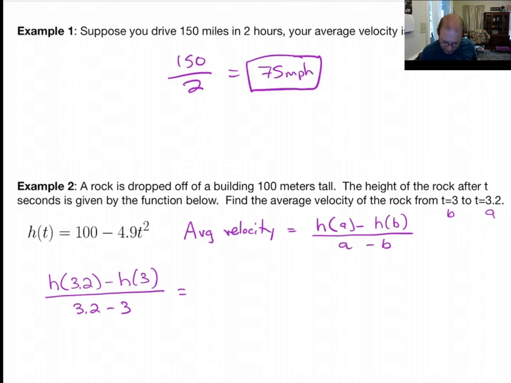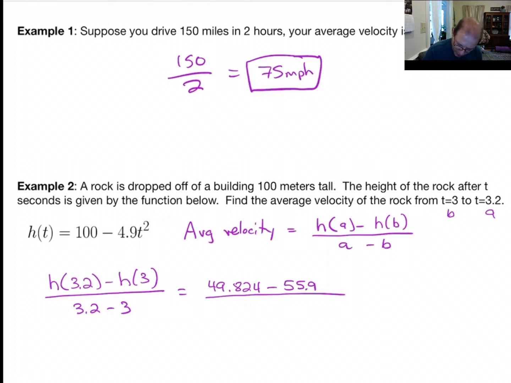All right, I'm going to use my calculator here. 100 minus 4.9 times 3.2 squared. That is exactly 49.824. And h of 3 is 100 minus 4.9 times 3 squared. That's 55.9. And then 3.2 minus 3, I can do that without my calculator, is 0.2.